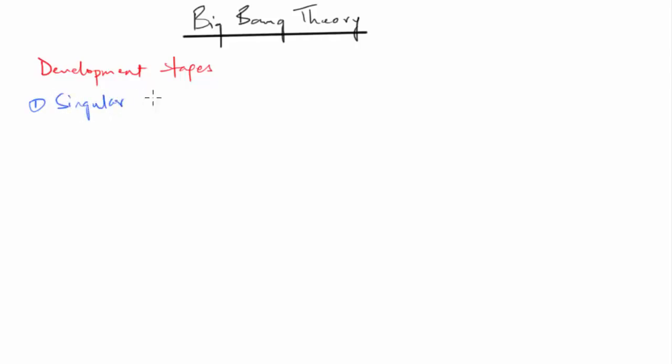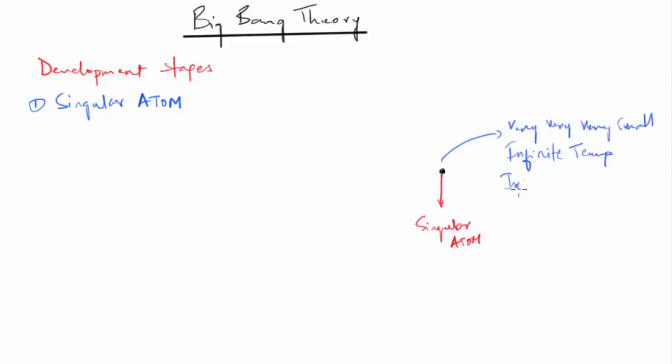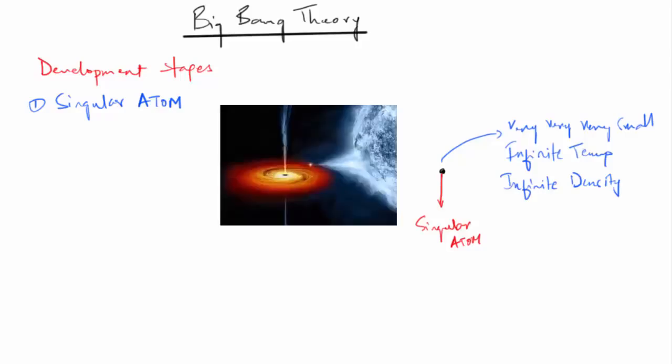In the beginning, all matter forming the universe existed in one place in the form of a tiny ball, that is, singular atom, with an unimaginably small volume, infinite temperature, and infinite density. Well, to be honest, where did it come from? We don't know. Why did it appear? We don't know. It is thought to exist at the core of black holes.